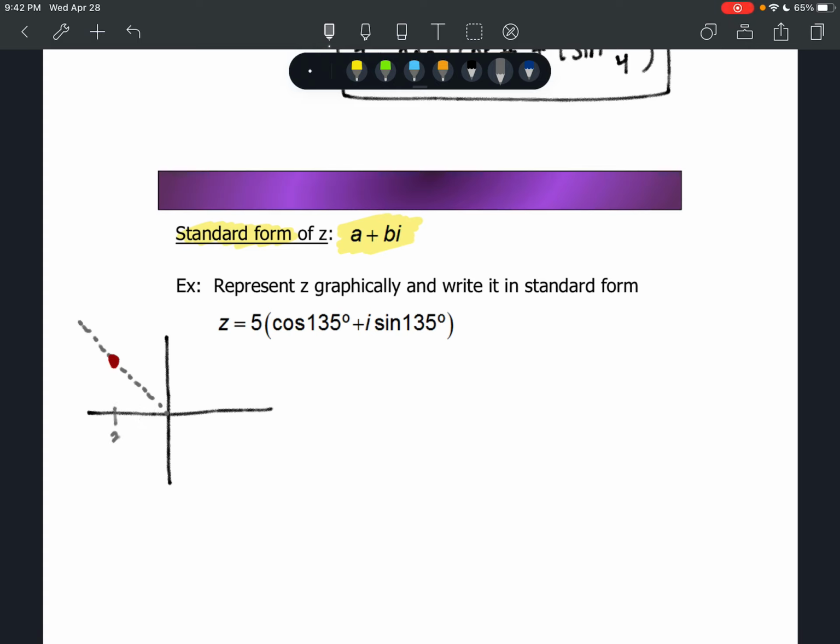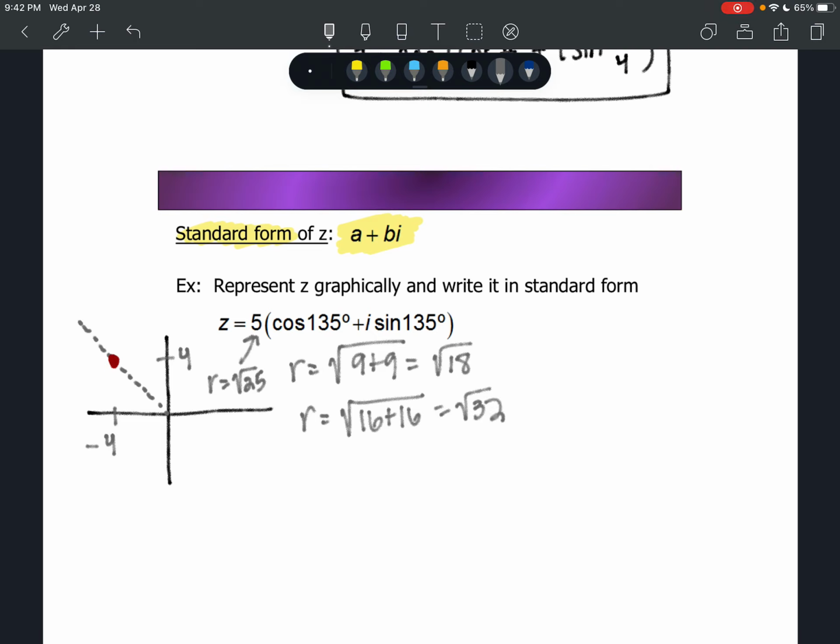Well, let's just say it was 3, okay? And because it's in the middle, we'd have negative 3 and 3. Then my r value would be the square root of 9 plus 9, which is the square root of 18. Well, we need r to equal the square root of 25. So 3 is not quite large enough. What if I said this was 4? So negative 4 and positive 4. r would equal the square root of 16 plus 16, which is the square root of 32, which is too far.